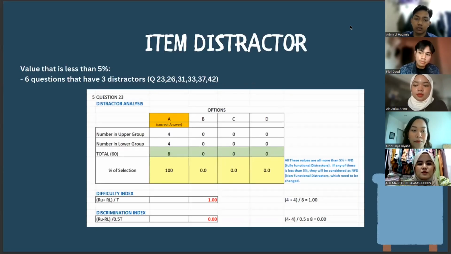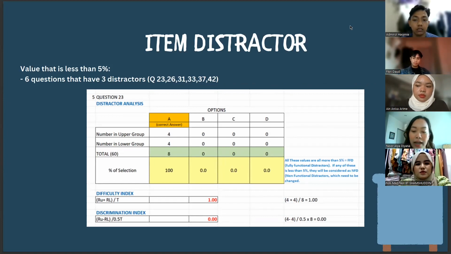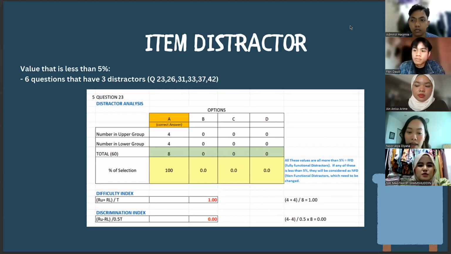we also have 6 questions with 3 distractors, and the numbers of the questions are as stated here also. The example of a question with 3 distractors shows only answer option A has a value higher than 5%, while the rest, B, C, D, have a lower value than 5% with 0.00. So these item distractors are the questions or answer options that we need to change for a better option for the next time.